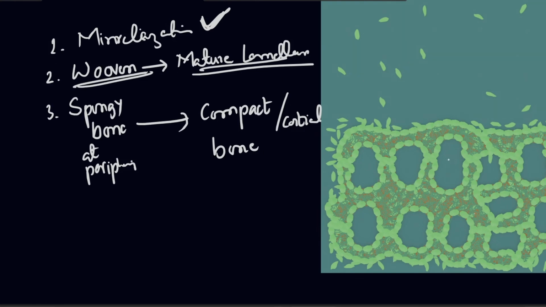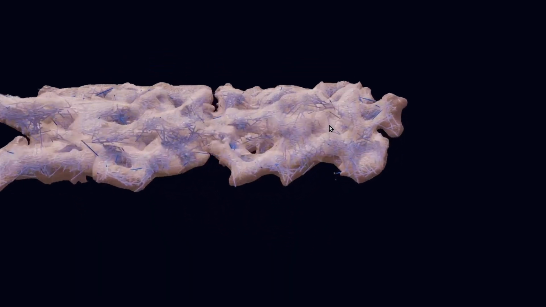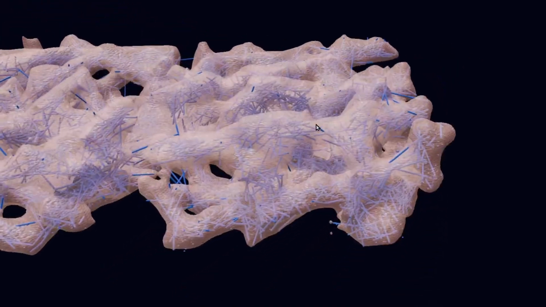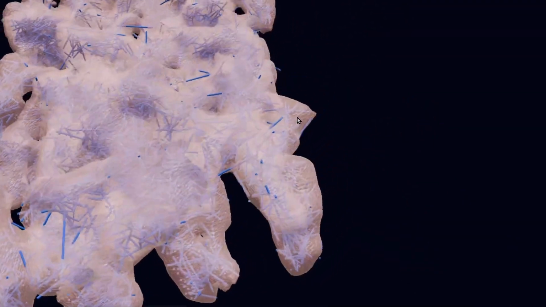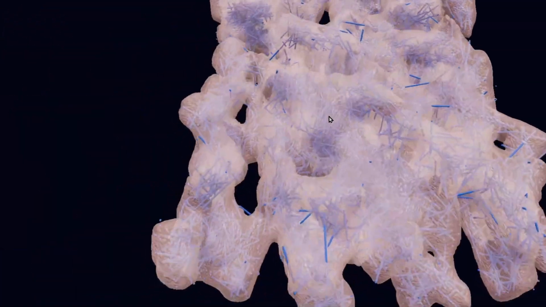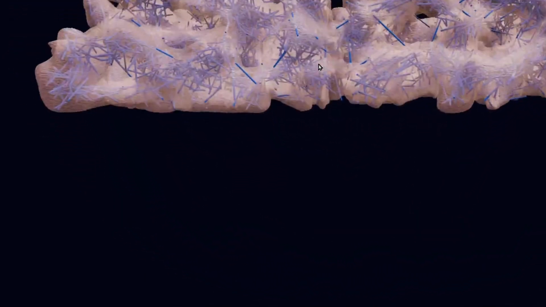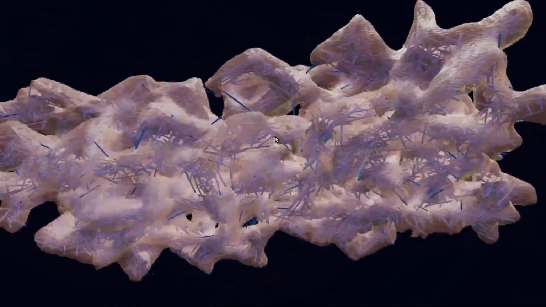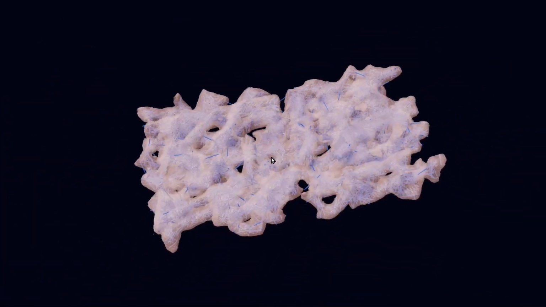So let's go to another 3D model to understand these things. This is the three-dimensional structure of initial woven bone. You see these thread-like structures coming out, and this woven cloth-like arrangement of the collagen fibers. These are again directionless. They are oriented randomly in the 3D space. These are randomly oriented fibers. I hope you can appreciate this. They are directionless, right?